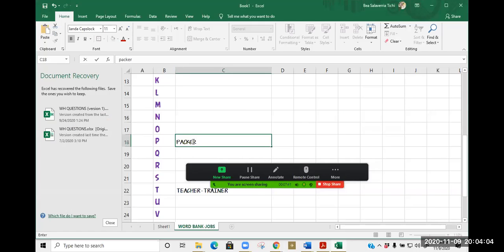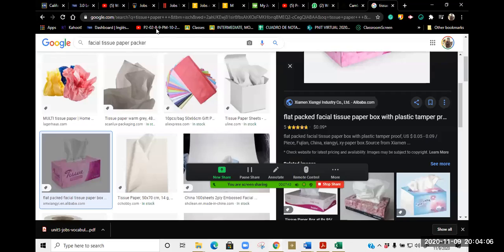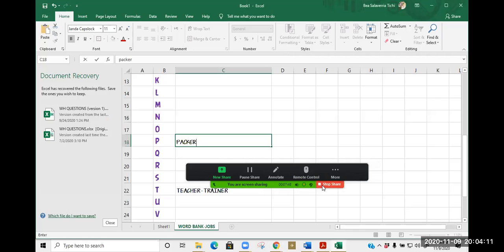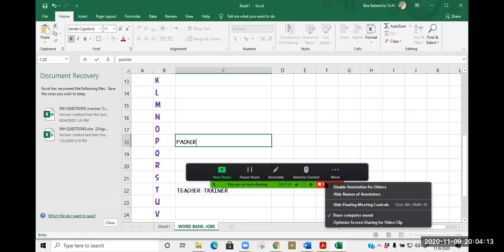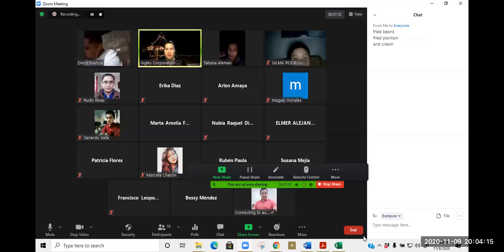Very good. So voy a poner solo en general packer. Let me send it here on the group, Tati, so you can copy it, okay? Okay, very good. Dennis, what is your occupation?